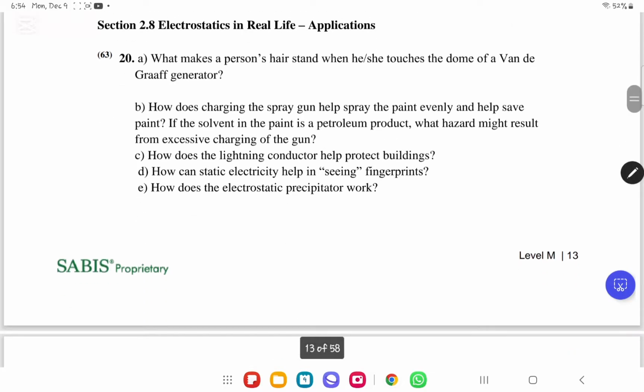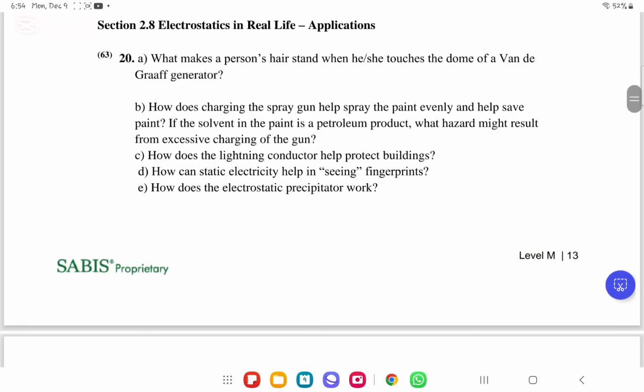Now, how does the lightning conductor help protect buildings? What's gonna happen is that the conductor, when lightning hits, especially tall buildings, like on Burj Khalifa, if you look at the top, there is a lightning conductor, like a small antenna. The lightning will hit it because Burj Khalifa is the tallest building. It definitely hits the taller buildings first. So the lightning will go through the conductor, and it will provide a path for the electrons to flow without damaging the buildings.